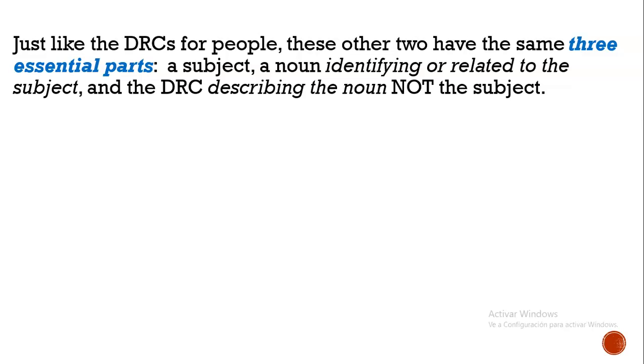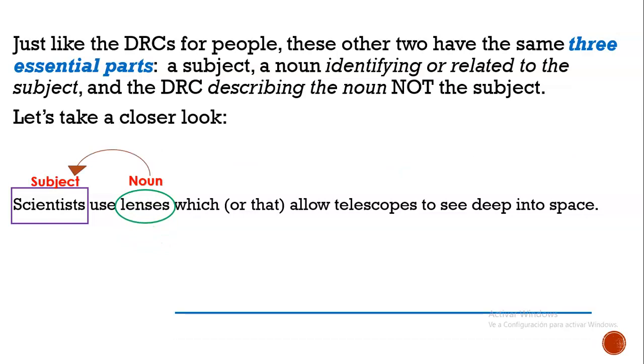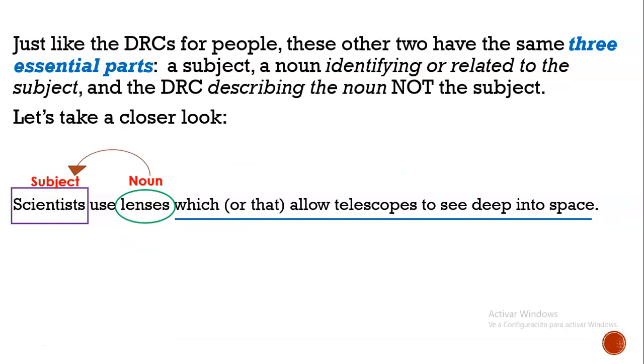Just like the DRCs for people, these other two have the same three essential parts: a subject, a noun identifying the subject or related to the subject, and a DRC describing the noun, not the subject. Let's take a closer look. Scientists use lenses which, or that, allow telescopes to see deep into space. Let's analyze the sentence. Scientists is the subject. Lenses is the noun describing the subject. And the DRC, which or that allow telescopes to see deep into space, is our DRC for objects describing the noun.